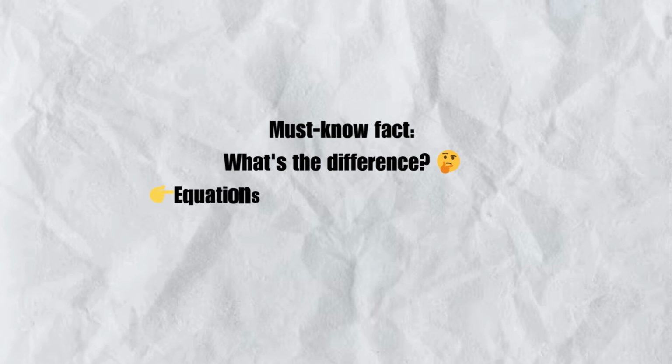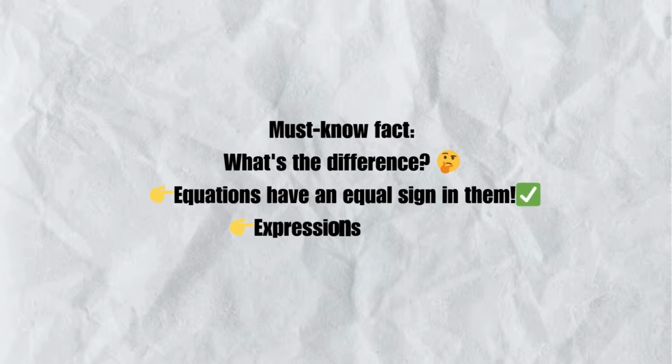You have probably seen both expressions and equations before, but what's the difference? Let's start with a must-know fact. Equations have an equal sign in them, expressions do not. Let's see how expressions and equations are written. An expression looks like this, 9x plus 12, but an equation looks like this, 4 equals 9x plus 12.